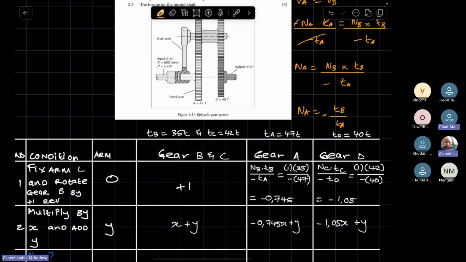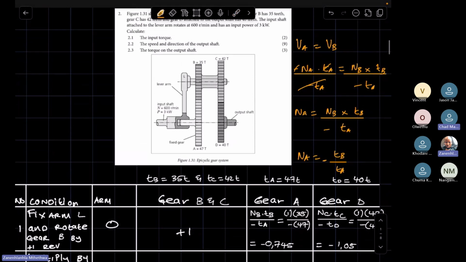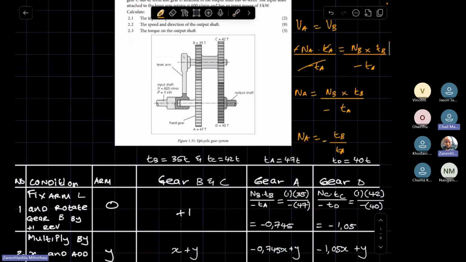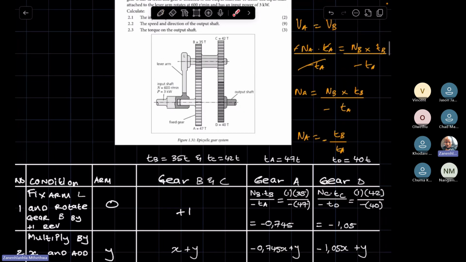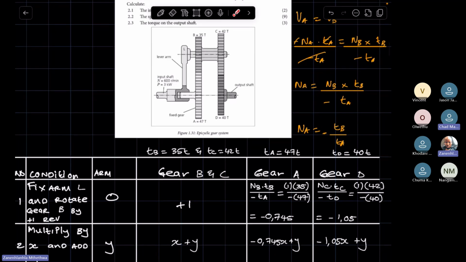Yes, I understand that. But in terms of gear D, it's going to be a bit different. Let's look at gear D and see if it's the same answer.